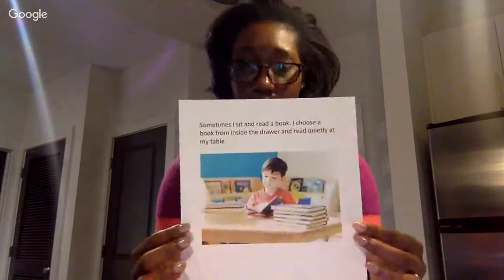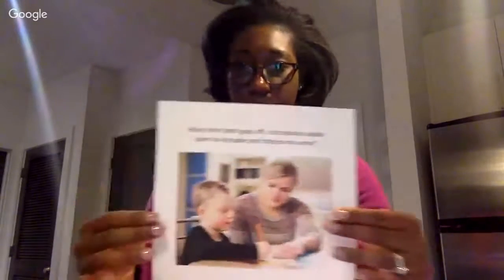Sometimes I sit and read a book. I choose a book from inside the drawer and read quietly at my table. Sometimes I sit quietly and look over my work. When I am done, I do not shout or make noises for the teacher to come over. When the timer goes off, my teacher walks over to my table and checks my work. She tells me I did a good job and I get to make a free choice.